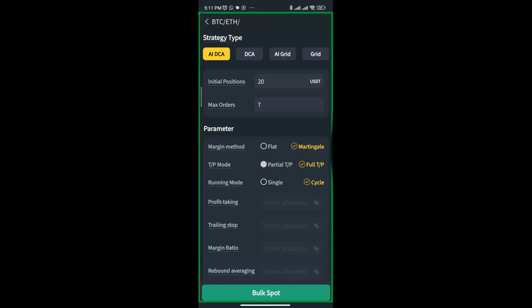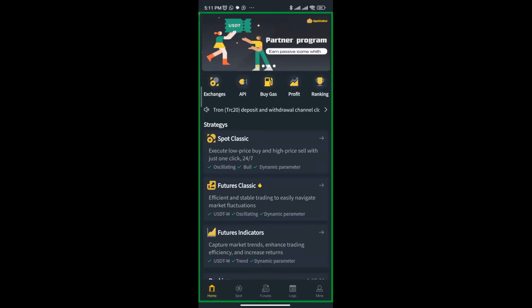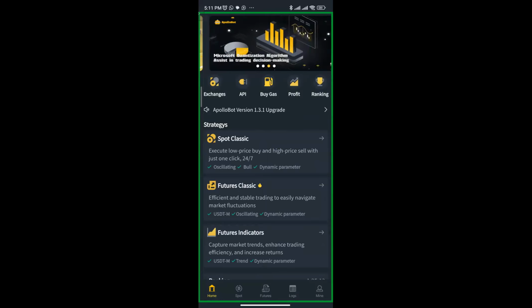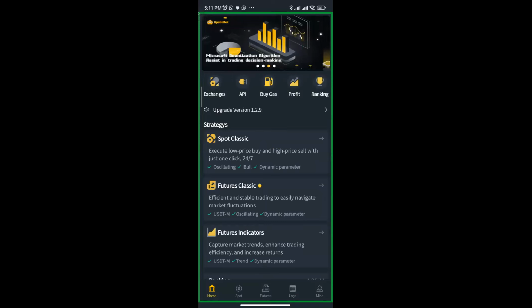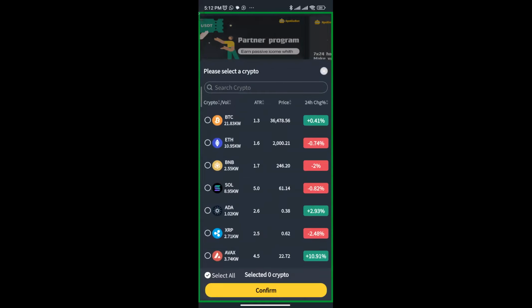The second method is you have $100, but you still want to partake in the spots. You're interested in spots. You want to accumulate coins. You want to prepare for the bull run. You want to make money every single day. This is what you do. You tap on Spots Classic. It's the second method. This is what I call the hybrid system, or you can call it the semi-auto trading system.